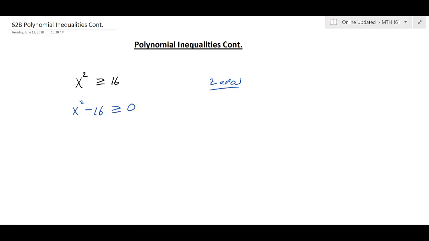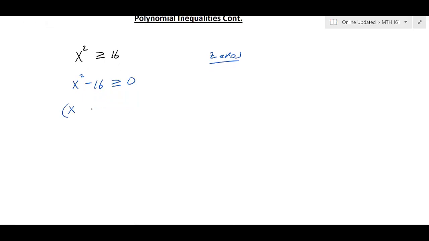And if we factor this, we could factor this to simply x plus 4 and x minus 4. So then that would give us that x would be equal to negative 4 and x is equal to a positive 4. So these are our key points, or the zeros. This is where the graph will cross or touch the x-axis, and this will give us a possibility of where our signs would change from positive to negative or negative to positive.